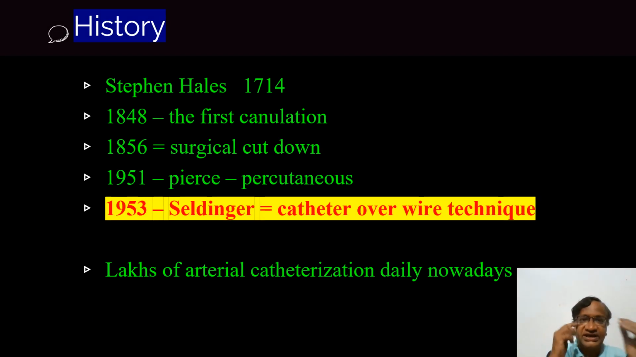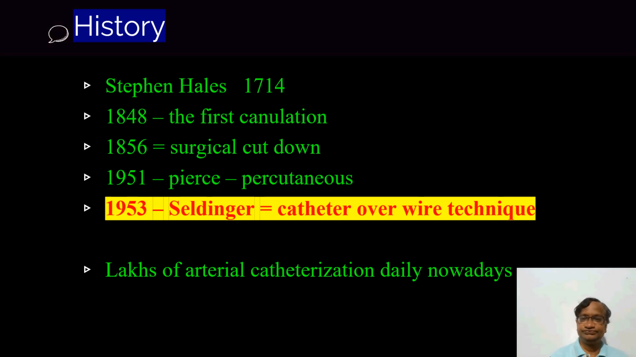What was the history like? Stephen Hales in 1714 did the first cannulation. In 1848, surgical cut down, then 1953, and now lakhs of arterial cannulations or catheterizations are happening daily.